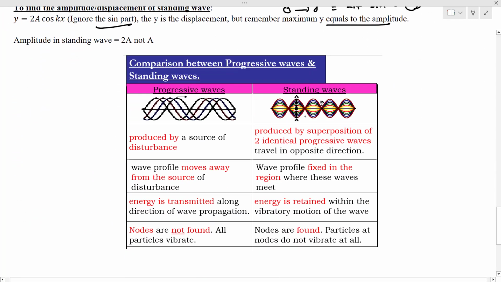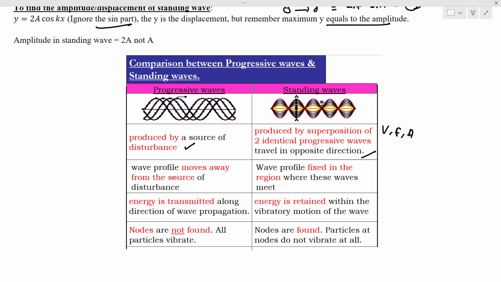Okay, so here's the final part. Okay, untuk kita punya perbezaan antara progressive wave and standing wave. Okay, progressive wave kita produced by a disturbance. Okay, standing wave kita pula produced by superposition of two identical progressive wave yang sama velocity, frequency and amplitude that travels in the opposite direction.